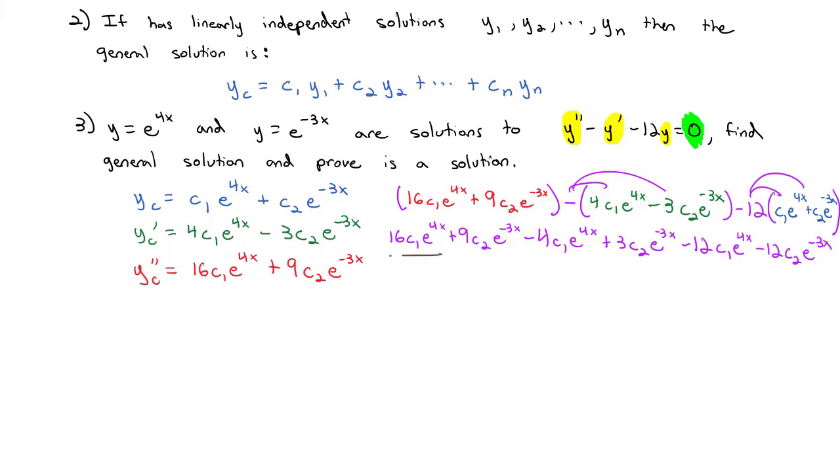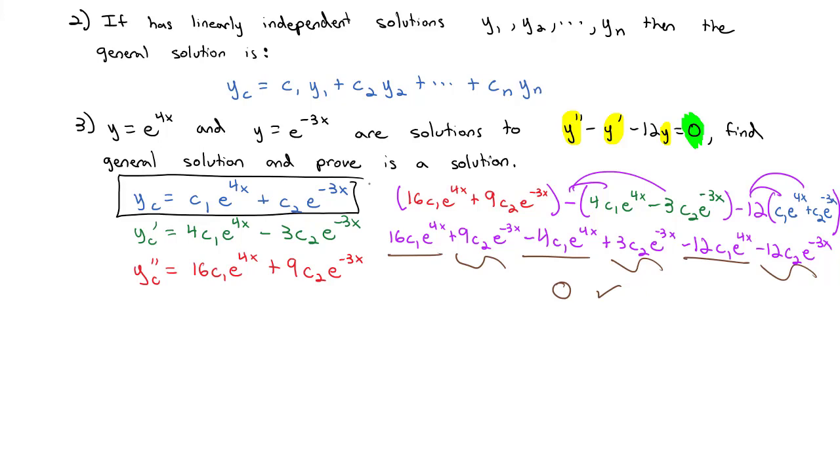On the e to the 4x's, we've got 16c1s minus 4c1s minus 12c1s is 0. On the e to the negative 3x, we've got 9c2 plus 3c2 minus 12c2. Sure enough, it equals 0, and so we know our general solution of y complement is the correct general solution.